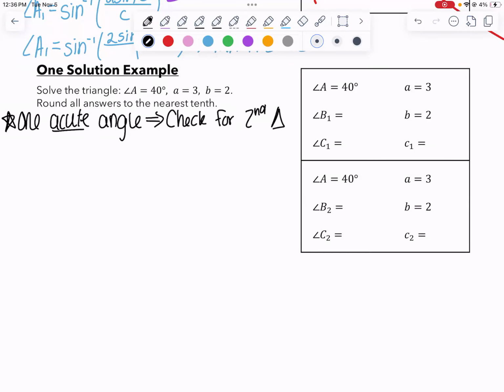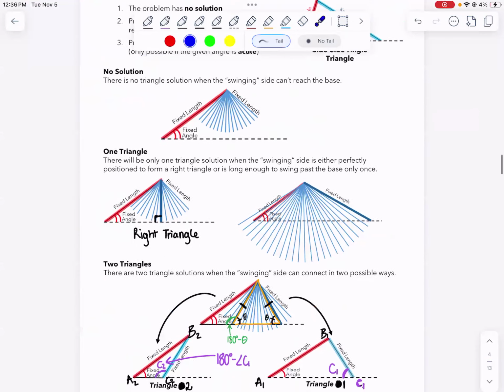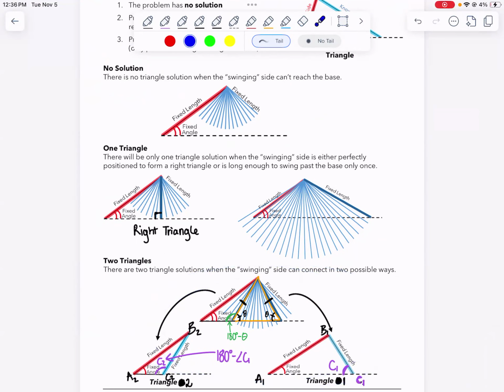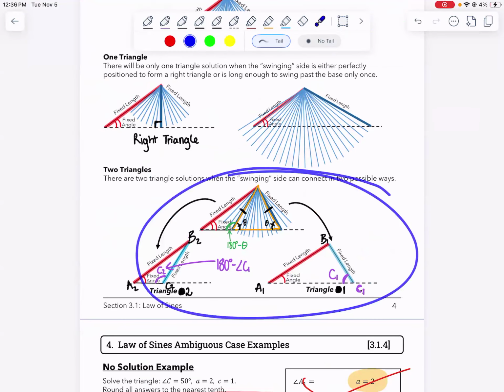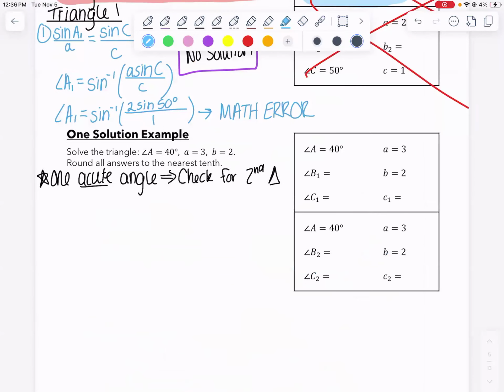So the thing about the ambiguous case is the only thing you really need to look out for, even though there are three situations that could happen, is this one. There is a possibility of it being a no solution, but you don't need to look for it. It will come to you. And if it's a one triangle situation, you'll find out it's one triangle. It's just making sure to check for two triangles when it's necessary. So one acute angle means we need to check for that second triangle.